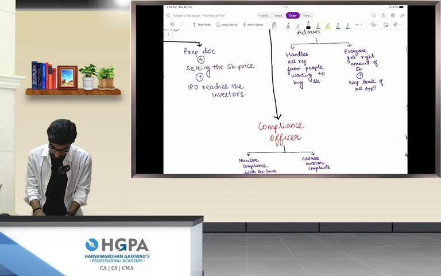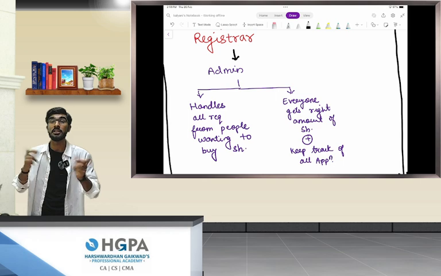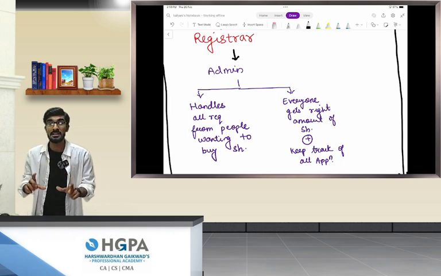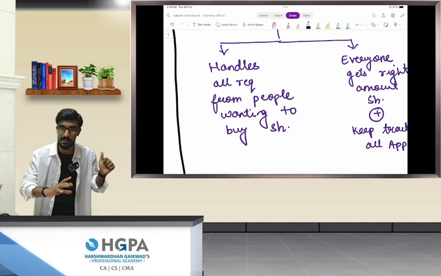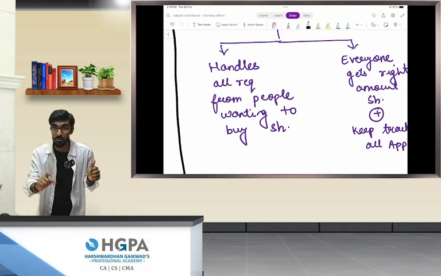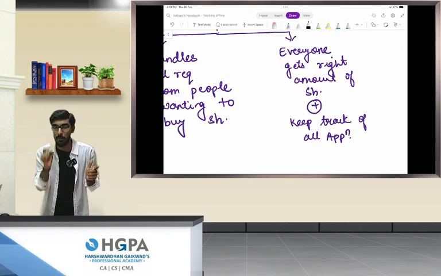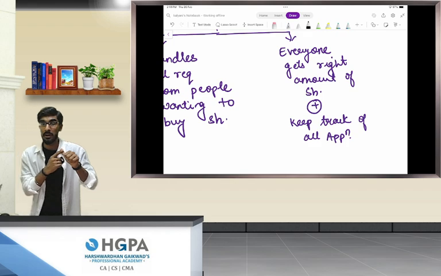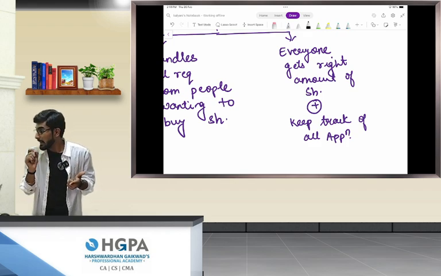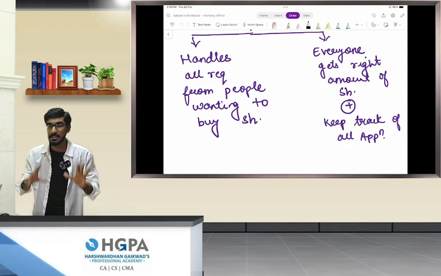Okay? Perfect. Next, registrar. The registrar is basically the administrator of shares. Number one, he handles all requests from people who want to buy shares. Number two, he ensures that everyone gets the right amount of shares. And number three, he keeps track of applications.